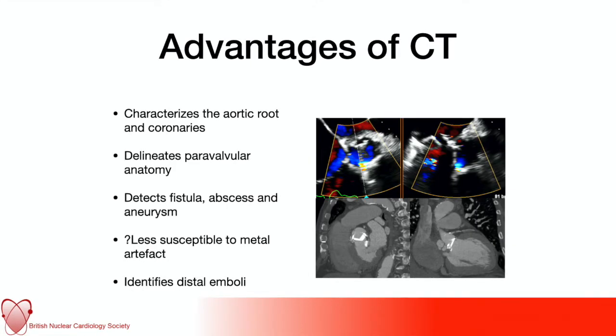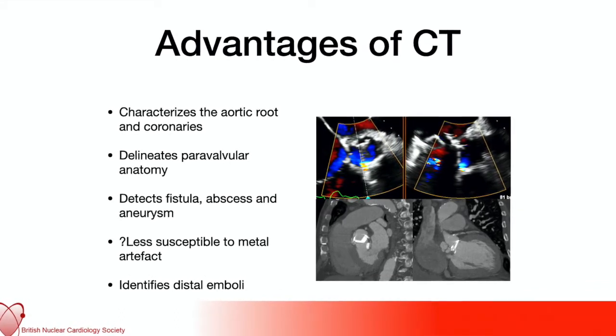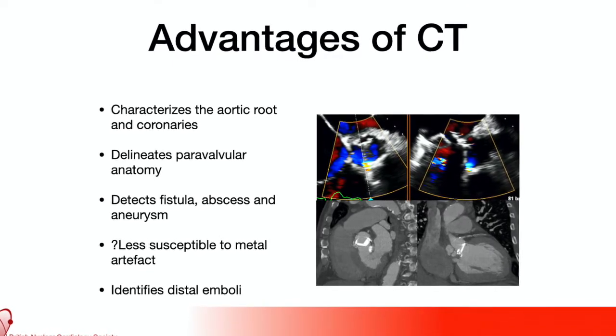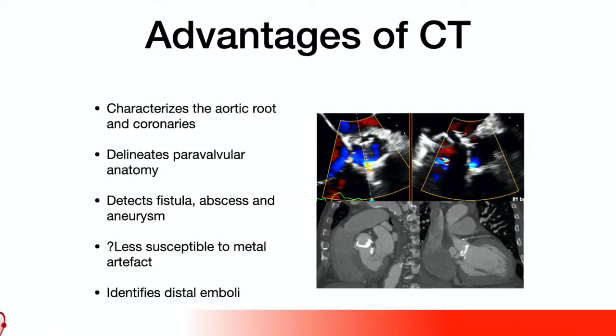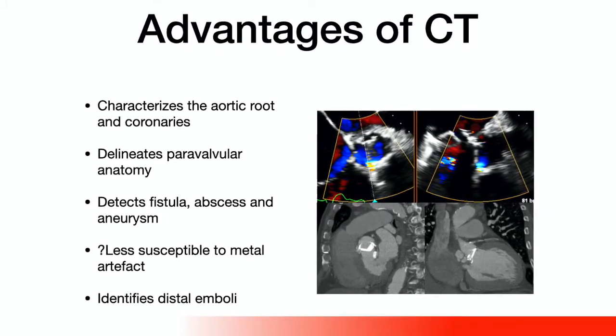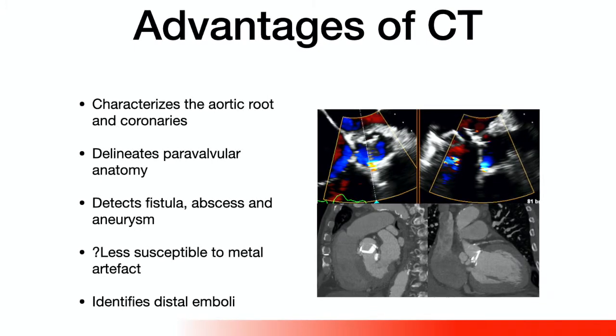CT is great. It can characterize the aortic root definitively. And you can acquire the status of the coronaries, which may be useful in the case of operation. The paravalvular anatomy is demonstrated amazingly, and it detects fistulas, abscess, and aneurysms. It's possibly less susceptible to metal artifact. And again, if you extend the field of view and if you scan the body and the brain, you can identify distant emboli.